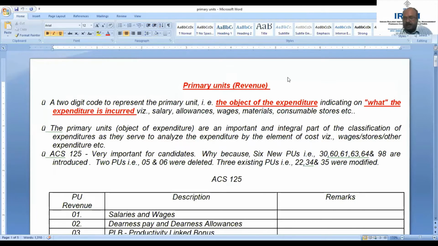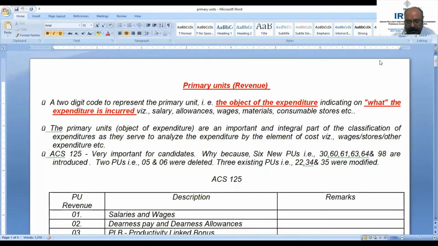So already we discussed this. Primary units, the object of expenditure, is different for revenue as well as for capital. This is the last 2 digits in the allocation, either revenue or capital. The 2-digit code represents the primary unit, that is the object of expenditure, indicating on what the expenditure is incurred. The first part explains why the expenditure is incurred.